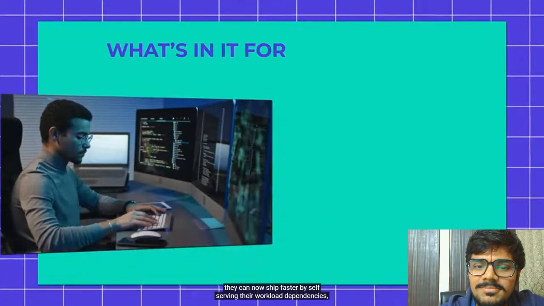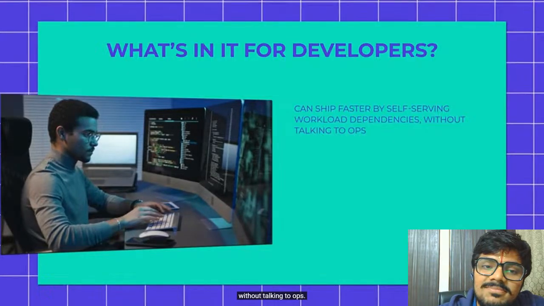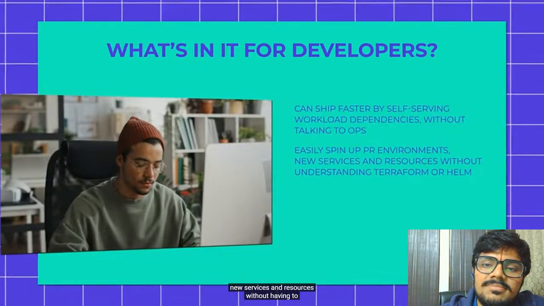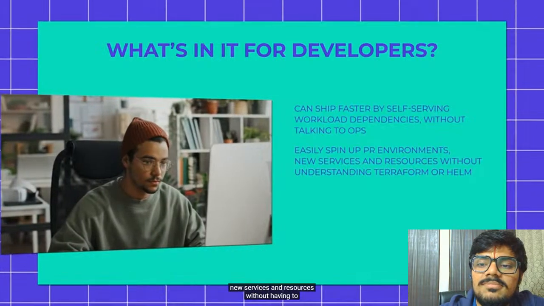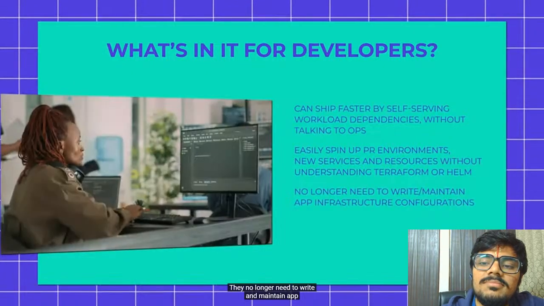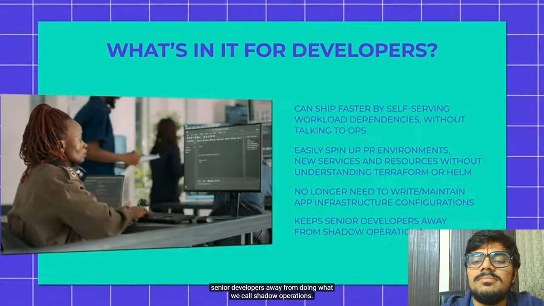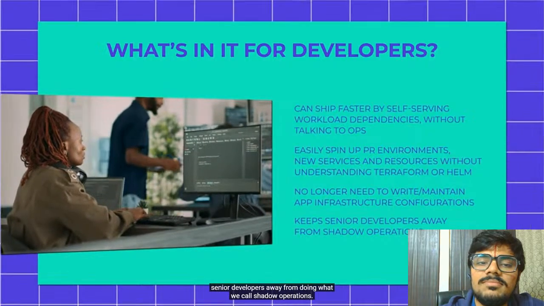For developers, on the other hand, they can now ship faster by self-serving their workload dependencies without talking to ops. They can easily spin up PR environments, new services, and resources without having to understand Terraform or Helm. They no longer need to write and maintain app and infrastructure configurations on their own, which also keeps senior developers away from doing what we call shadow operations.